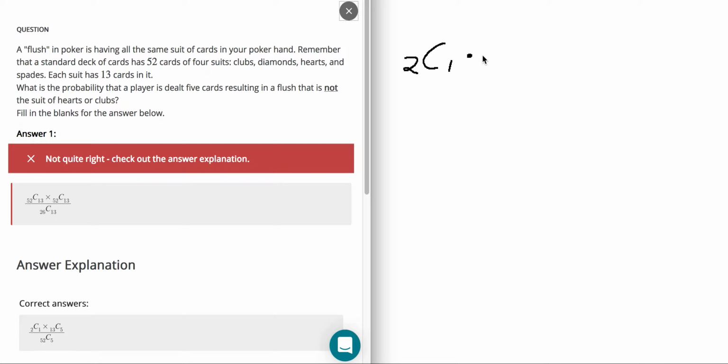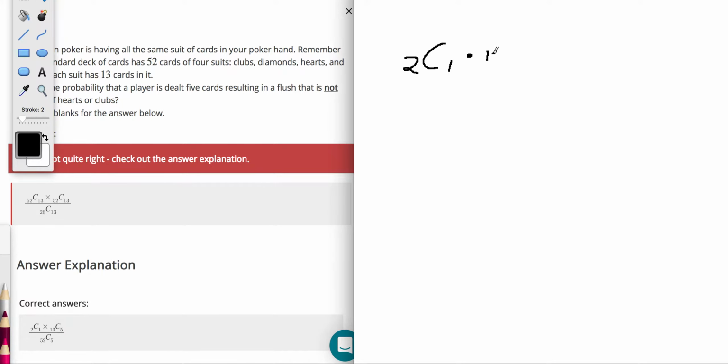What do they call it? I don't play a lot of cards. They call it a flush in poker. There's 13 cards of each type. Okay, that's why they put 13 down here.